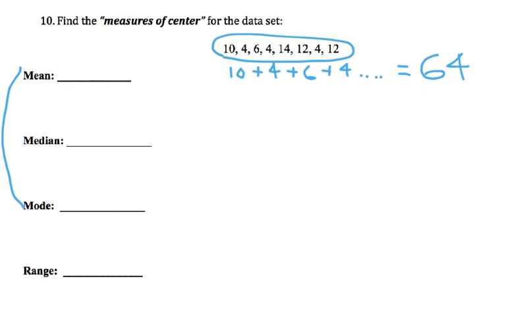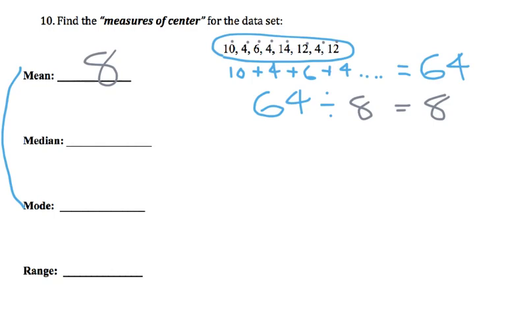To find the mean, then you take that total and you divide it by however many numbers there are in the data set. So we have 1, 2, 3, 4, 5, 6, 7, 8. 64 divided by 8 equals 8. So that's why the mean here is 8.